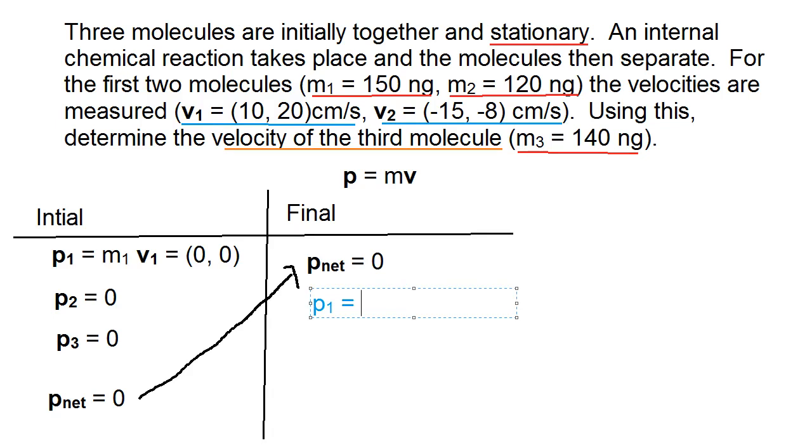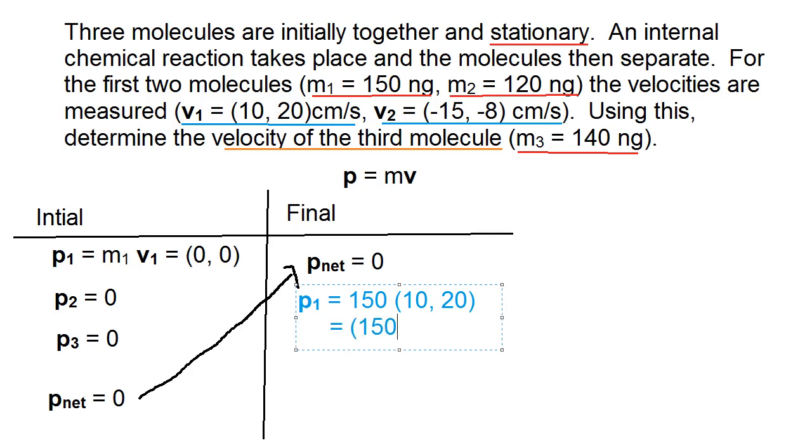So for momentum number 1, my mass is 150 nanograms, and my velocity is 10 along the x and 20 along the y. Again, momentum is a vector quantity here. You're best served by using some form of Cartesian notation. Now, with this being said, I can actually calculate this momentum explicitly. All I need to do is take 150 and multiply it by each of these quantities. So what this will give me in the x is 1500, and in the y I will have 3000.